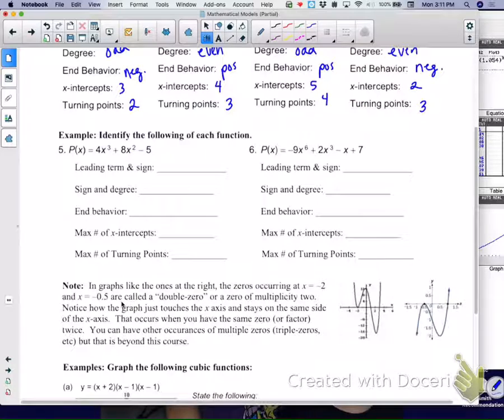All right, now more of what you're going to have to be doing, I'm assuming, is here's an equation, and you need to know some stuff about it. So the first one here, your leading term would be x to the 3rd.